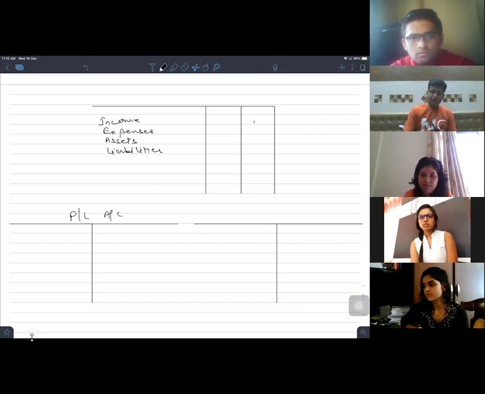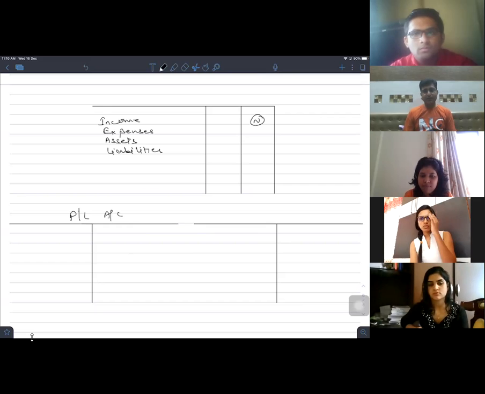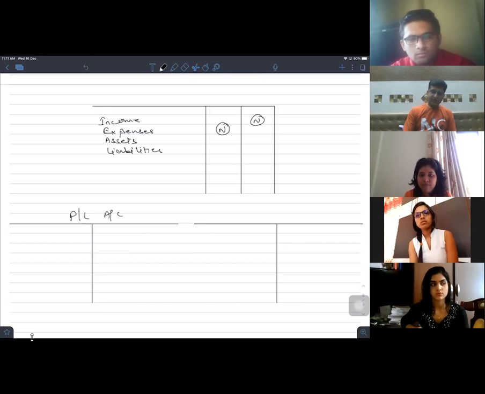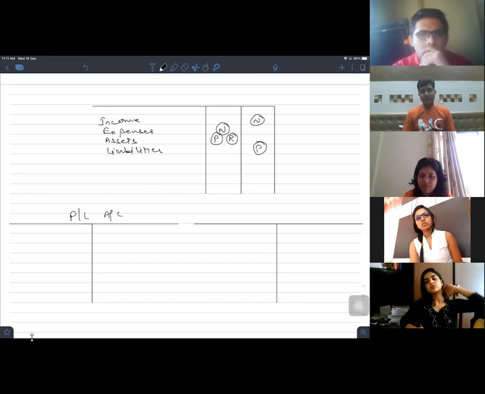Now income accounts will normally have a credit balance. Are they nominal accounts or not? Expense accounts will normally have a debit balance, and are also nominal accounts. Asset accounts can be personal accounts or real accounts, and liability accounts are generally personal accounts. Correct or not?